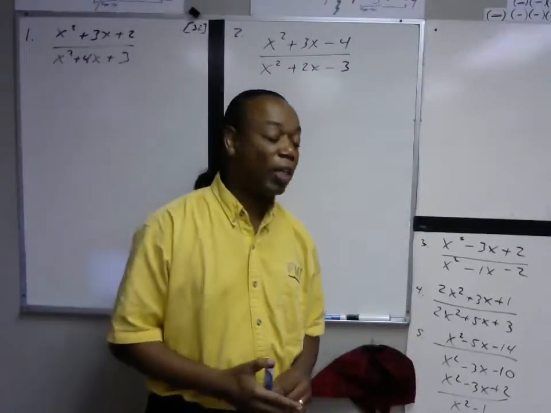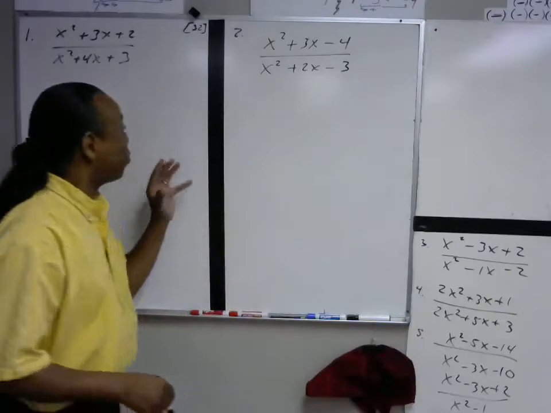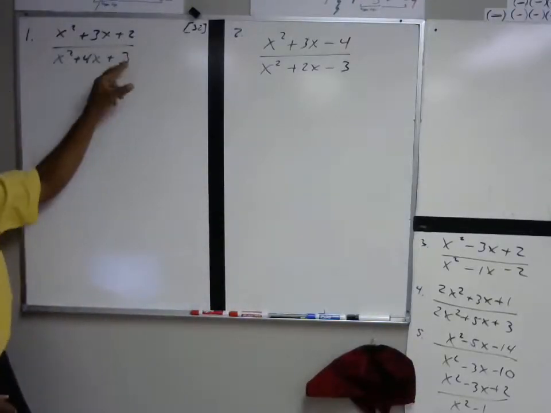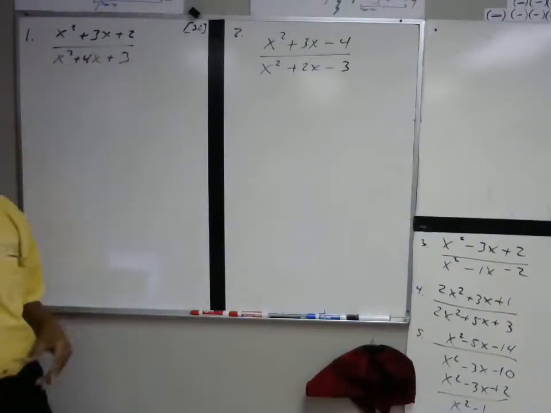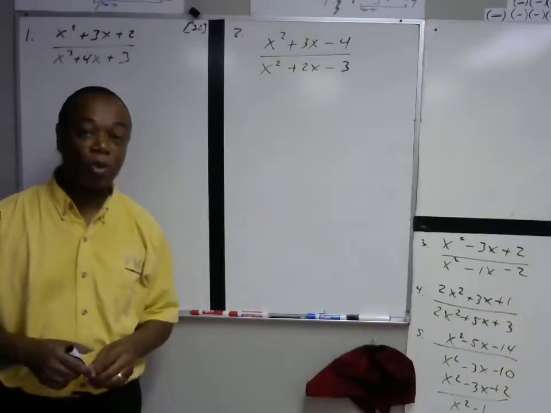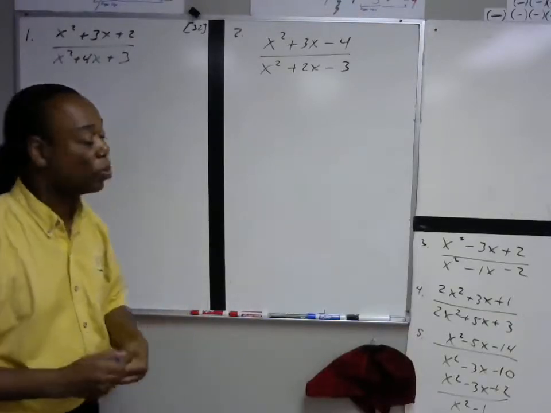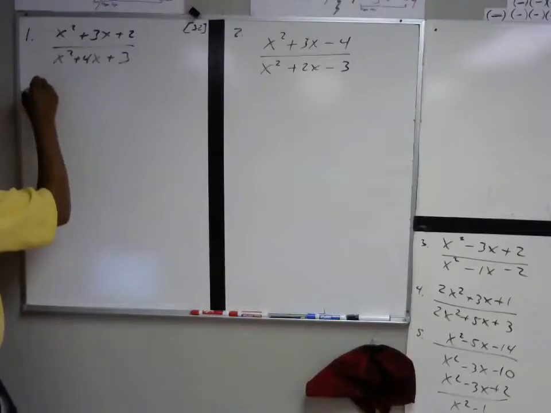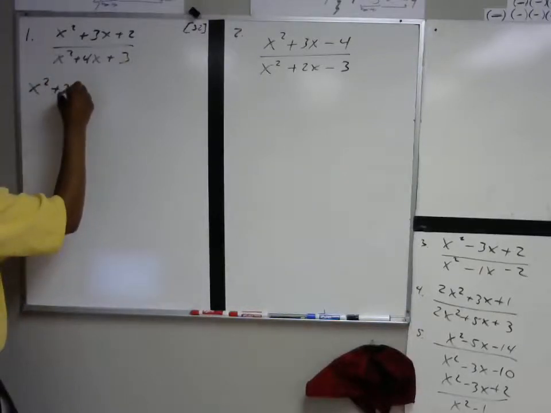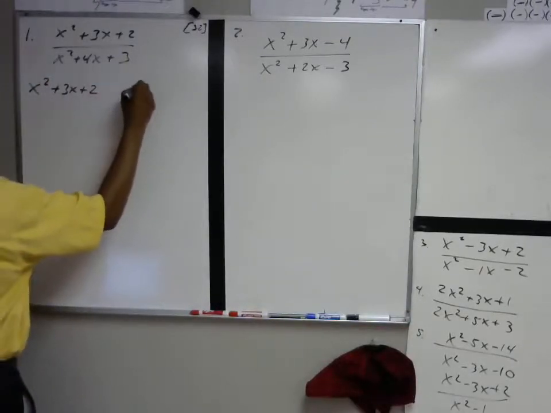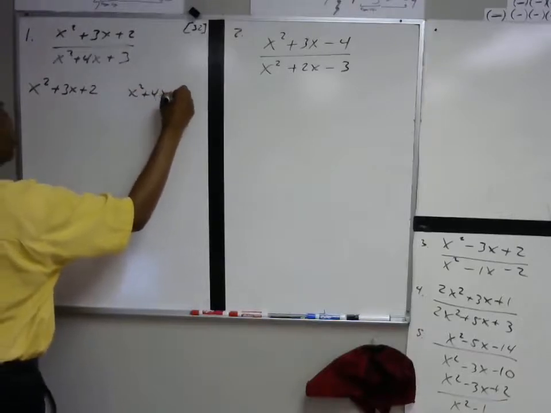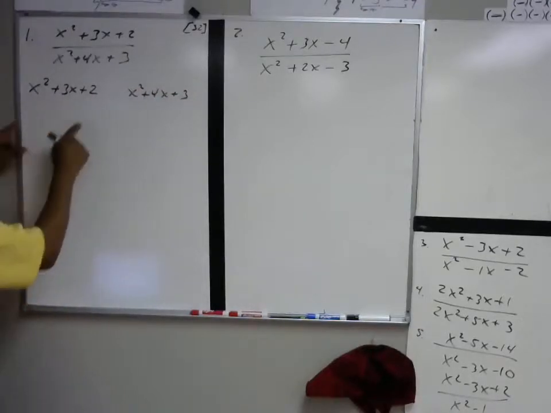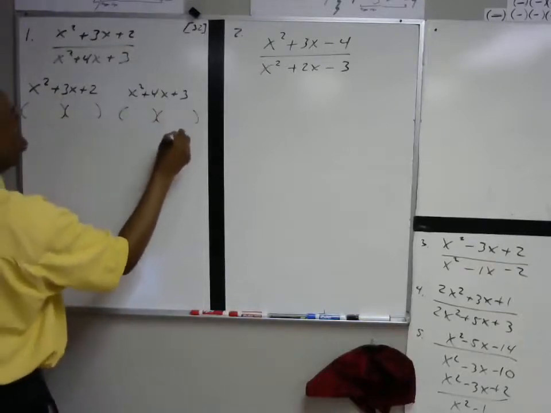Okay, Spongebob Challenge 32. We're going to be simplifying these rational polynomials. But first, we'll have to factor them into binomials so we'll know what simplifies. So I'm going to separate the x squared plus 3x plus 2 and the x squared plus 4x plus 3. And I want to factor this into two binomials.